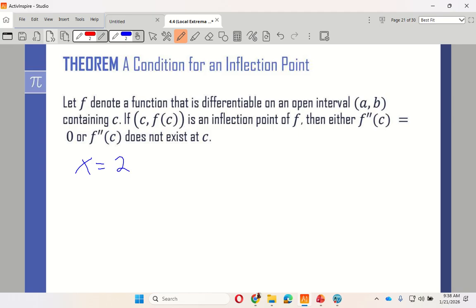Or any undefined or any non-real. So any undefined or non-real would also get me my does not exist.